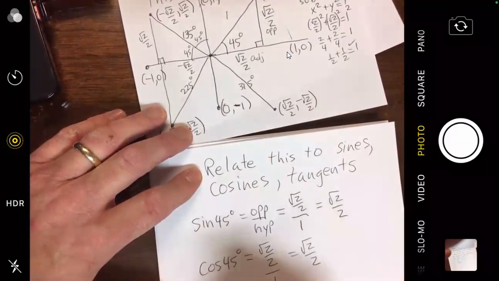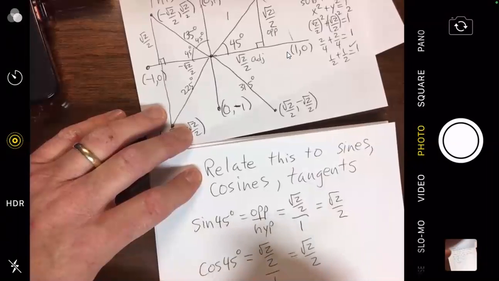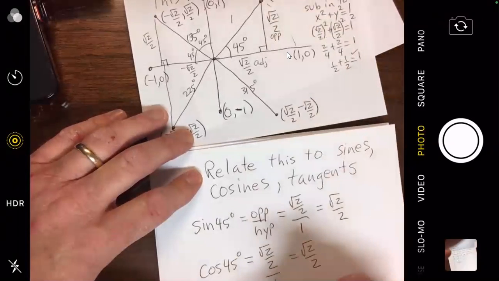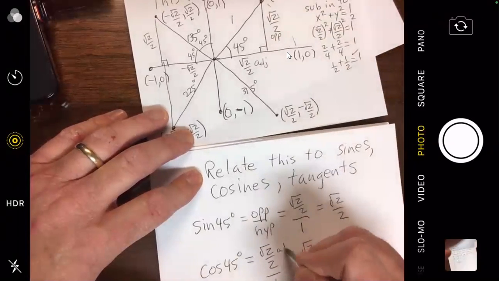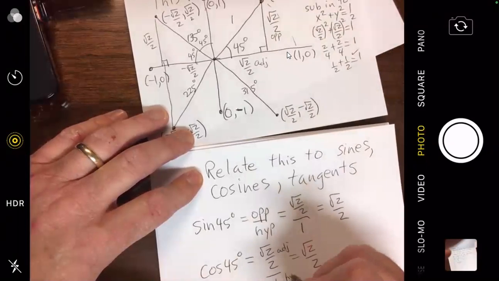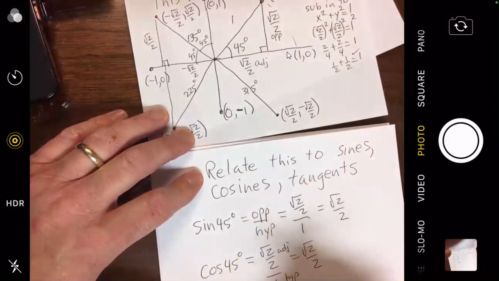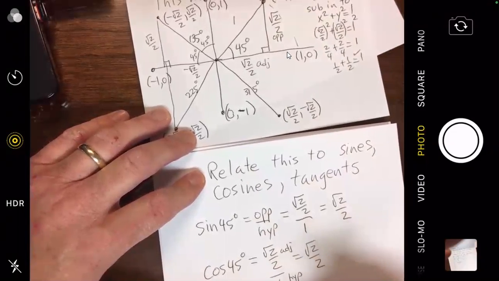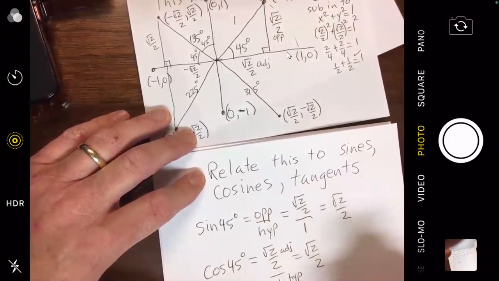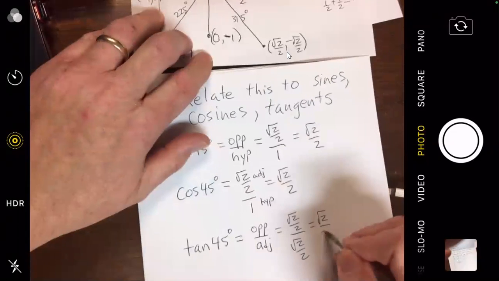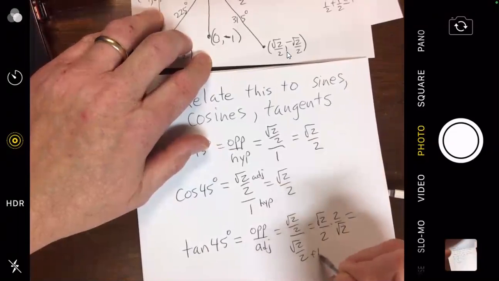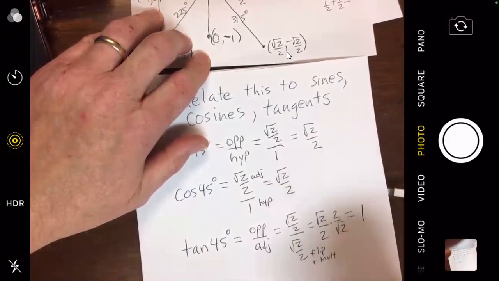And it turns out that the tangent of 45 degrees will equal, again, opposite over adjacent. This was adjacent. You want to see the full definition over hypotenuse. Opposite over adjacent, which would be root 2 over 2 over root 2 over 2. You can see they're equal, so you get 1, or if you want to see the full algebra, root 2 over 2 times 2 over root 2. Remember, you got to flip the bottom. Flip and multiply, and you get 1.